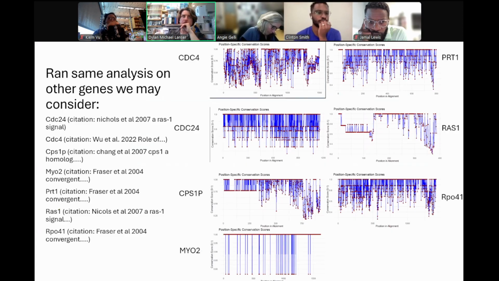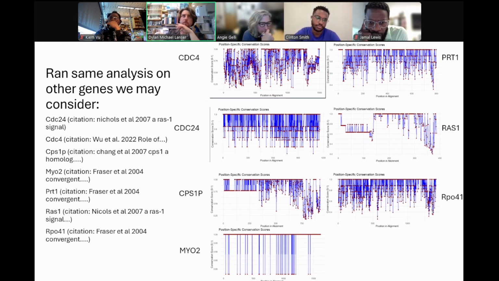And then I looked at this for a bunch of other proteins that aren't explicitly called essential, but I think some of these are familiar, like the capsule protein, RAS, CDC4 and CDC24, like we were talking about last time. I did the same analysis in all these as well.